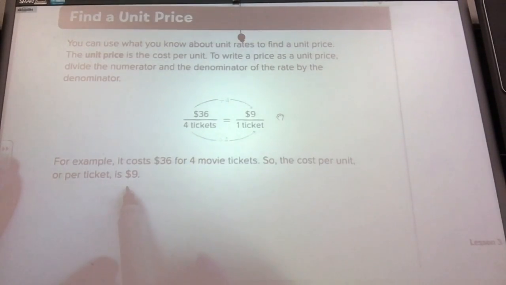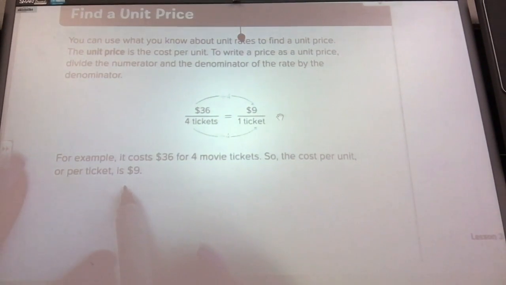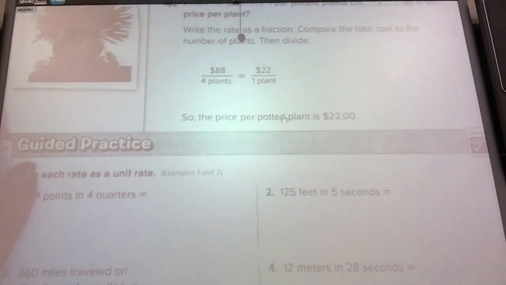The only real difference between unit rate and unit cost is unit cost has a $ sign in front of it and unit rate doesn't. So don't let those two things confuse you, because really that's the only difference that there is.